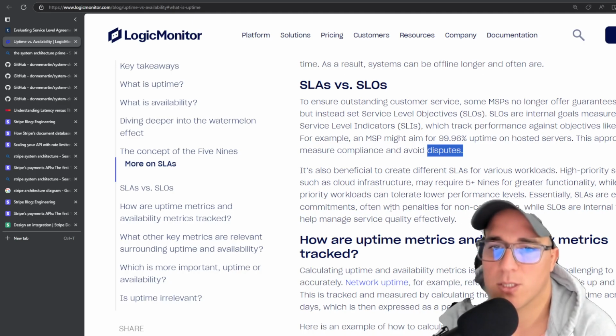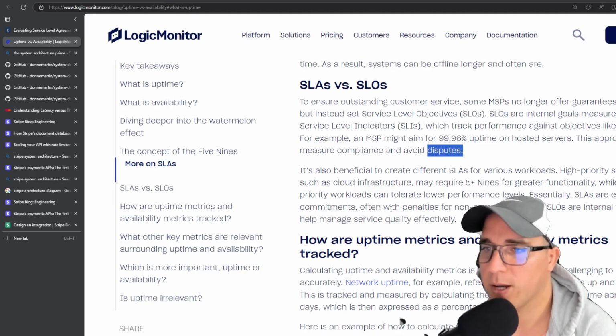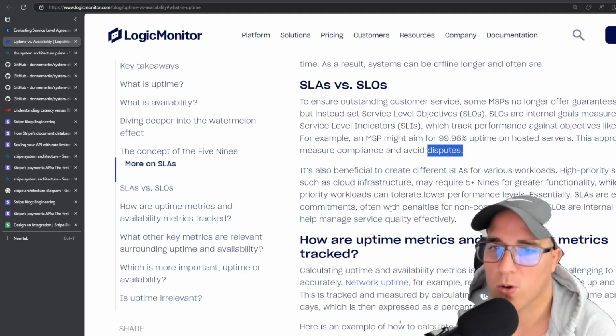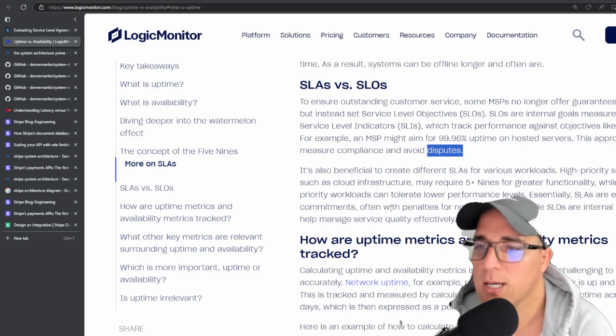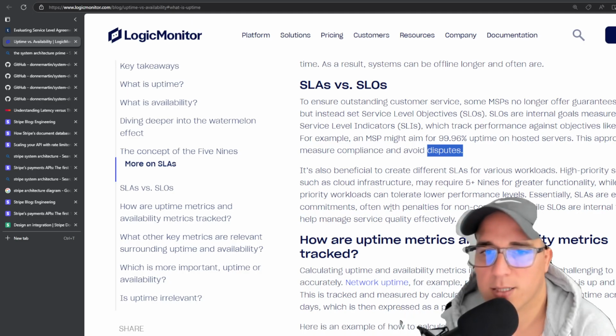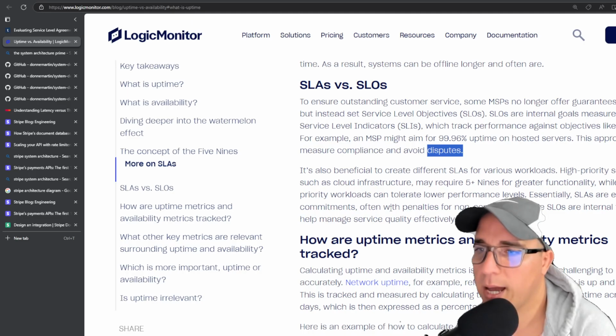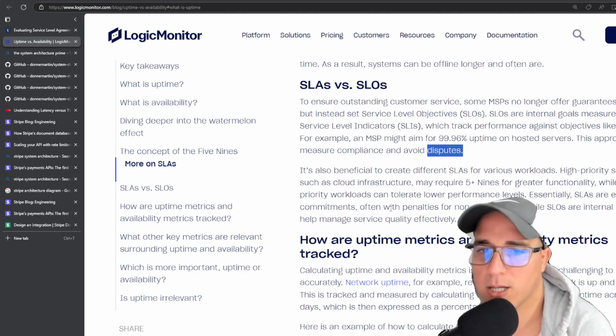High priority services such as cloud infrastructure may require five nines for great functionality, while low priority workloads can tolerate lower performance levels. Essentially, SLAs are external commitments, often with penalties for non-compliance, while SLOs are internal targets that help manage service quality effectively.